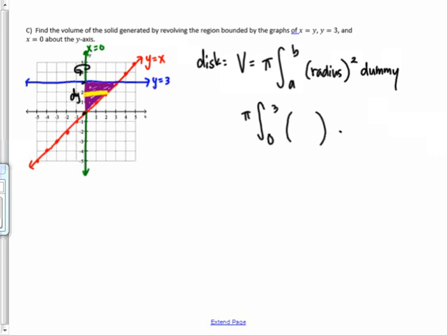All right. And then I'm a dy, so I just need to figure out which graph I'm using when my graph is that x equals y. So I'm going to put in the y. So that's pi times the integral from 0 to 3 of y squared dy.